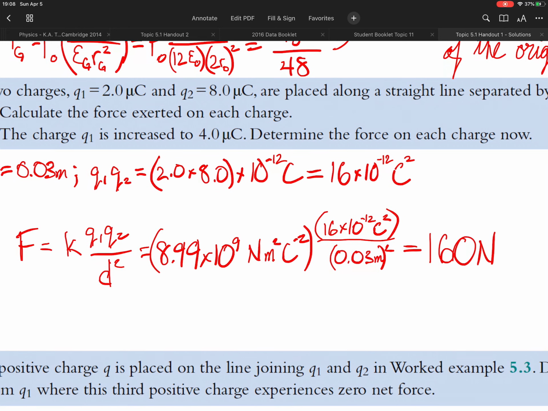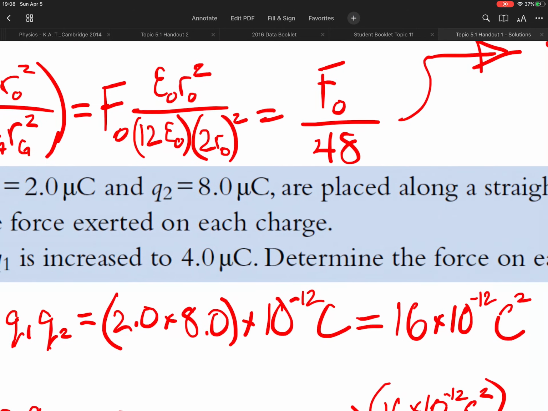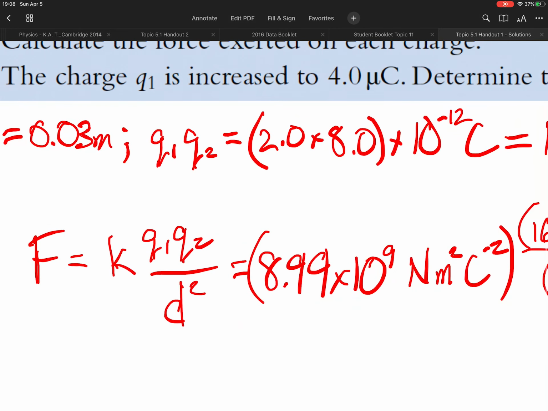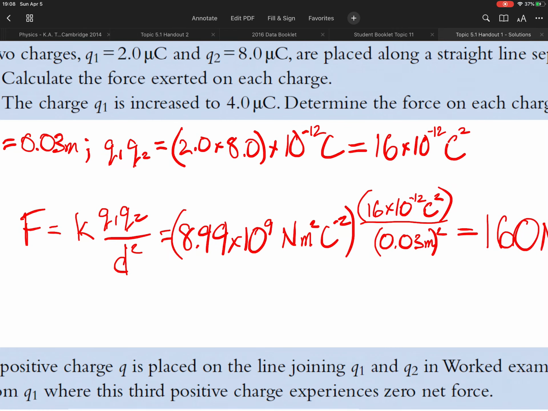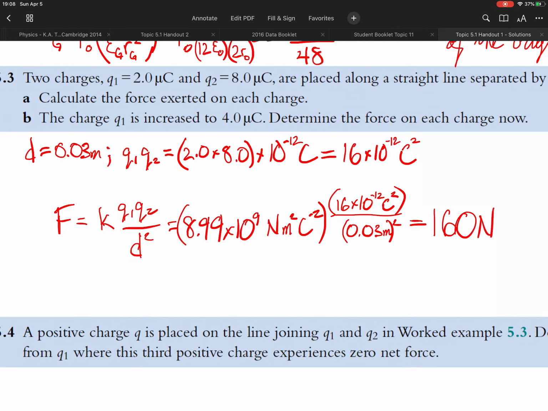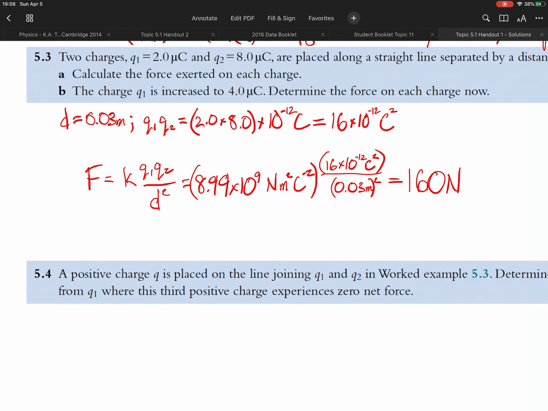I then plug my values into the formula for Coulomb's law. There's actually not much reason to calculate this product first. You could have just plugged it directly into this equation, and that would have been fine and maybe even faster. I'm not sure why I did it that way, but anyway, after you plug in all of your values, you will find that you have 160 newtons to 2 significant figures.